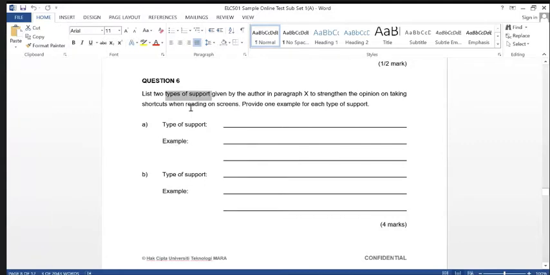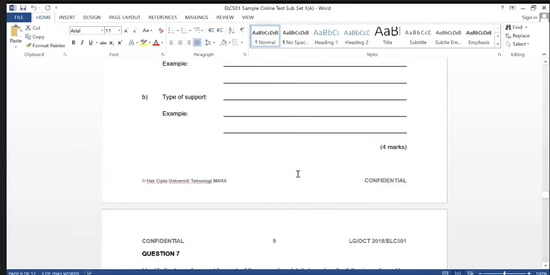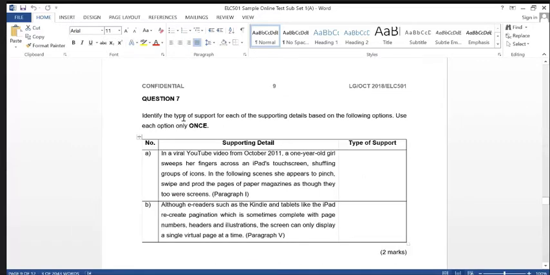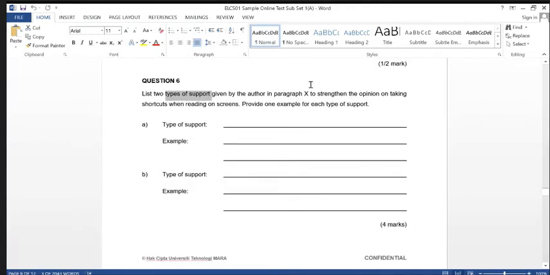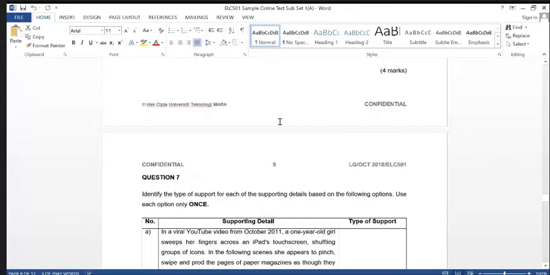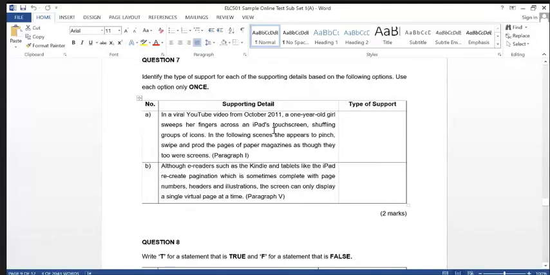But this is something we have learned, and this is a question on type of support. Again, another question on type of support, but the format is a bit different. Just now, based on the paragraph, you were asked to give the example and the type of support. But now in question 7, they gave you the sentence or sentences, and they ask you to identify what this type of support is.